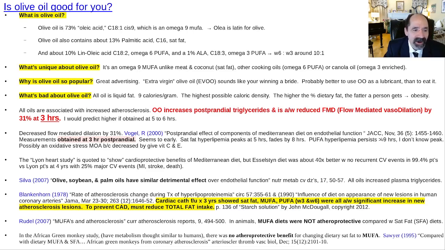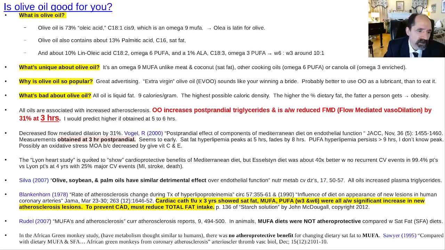Okay, and then the Lyon heart study is quoted as showing cardioprotective effects of the Mediterranean diet, but they're a joke. I mean, in comparison to the Esselstyn diet, it's about 40 times better. The Esselstyn diet in 4 years, there were 99.4% of patients with no recurrent cardiovascular events. And, in comparison, the Lyon study had like 25% major cardiovascular events, MI, stroke, death, and whatnot. And Esselstyn says the only patient who had a recurrent event is one who didn't really follow the diet.